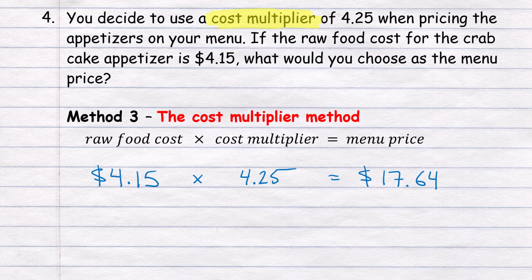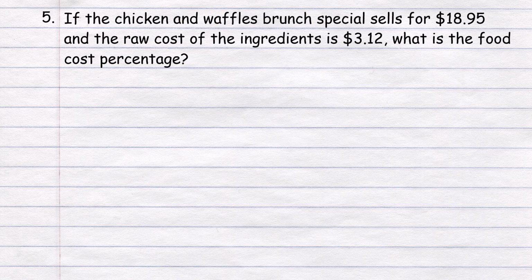Now, of course, you should be pausing the video, doing these calculations on your own, making sure you're getting the same answers and rounding the same way as me. So for a menu price of $17.64, yeah, we'll price it somewhere between $17 and $18. All right, looking good. The next problem, now this one's a slightly different one.